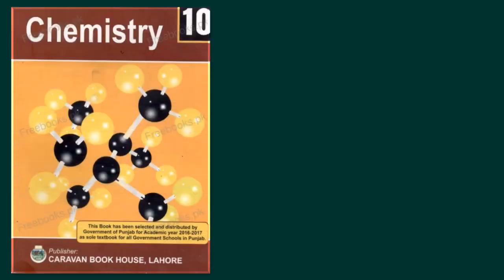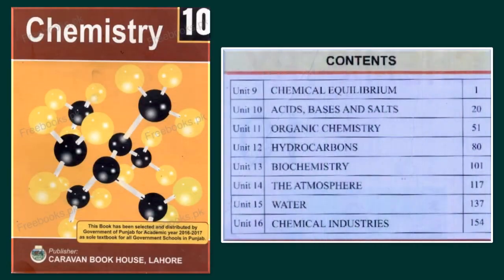Here is the title page of your book. Let's first look at the table of contents. This book of yours consists of 8 chapters or units from unit number 9 to 16, comprising of 6 branches of chemistry.